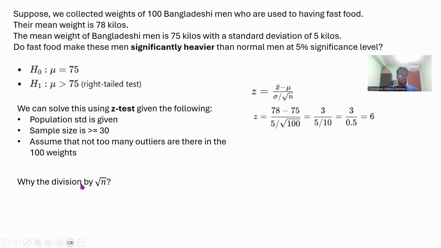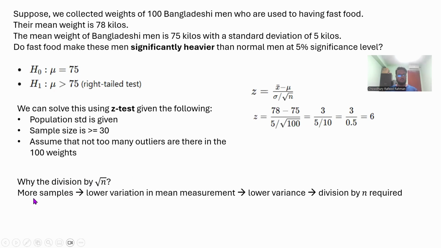Now the question is why we are dividing by root n. This is the intuitive logic. If you have more samples, and here there are 100 samples, you are going to have lower variation in mean measurement. So the mean that we got right here, 78 kilos, with more samples, we are going to have less deviation in this mean, right?